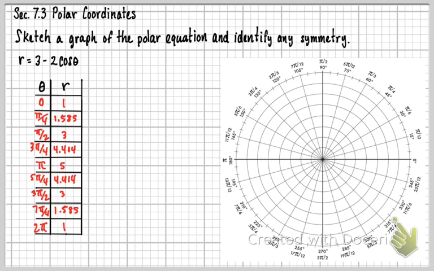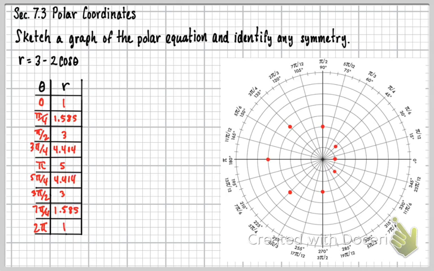So now graphing these, I'm going to graph 0, 1. And then I'm going to graph pi fourths, 1.5. So there's that one. And then pi halves is 3. So that's there. And then 3 pi fourths, it's going to be 4.14, so that's there. And then at pi, it's 5. And then at 5 pi fourths, it's 4.14, excuse me. And then at 3 pi halves, it's 3. And then at 7 pi fourths, it's 1.5. And then 2 pi, it's 1. So we end up back here.